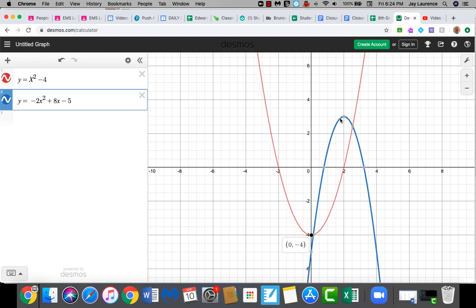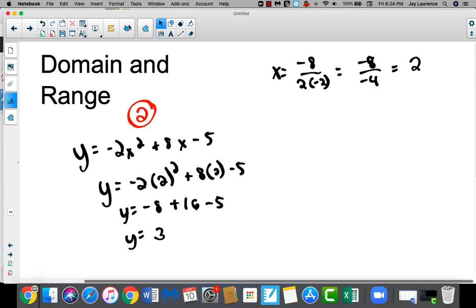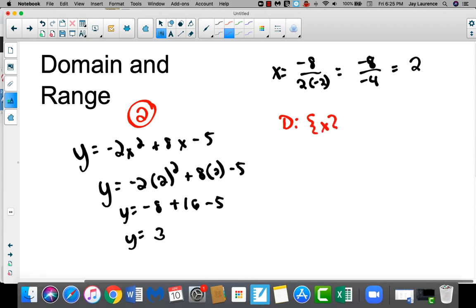So the domain is all real numbers, and the range is all real numbers such that y is less than or equal to 3. So we'll write that out. I won't write it in all the different forms today. For this example, you can handle it. Domain is all real numbers x. I'll do set builder notation. And the range is all real numbers y, such that y is less than or equal to 3.